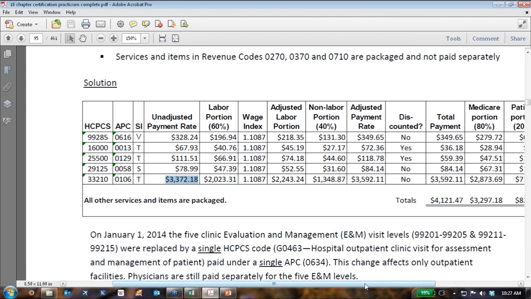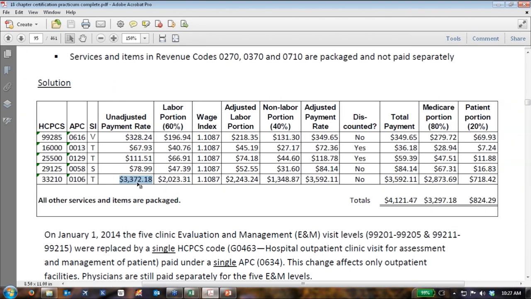So how this works is you see that an unadjusted payment rate, which is published in the Federal Register, gets divided into a labor portion, which is subject to the labor index, a non-labor portion, which isn't, and then is there this discounting going on, yes or no, and you can determine exactly what the payment would be. Again, what you've done here is do what a computer system otherwise would do for you. You've just simply done it yourself.